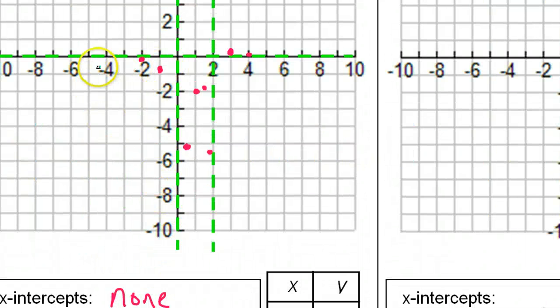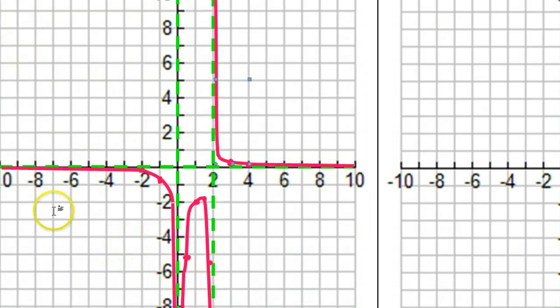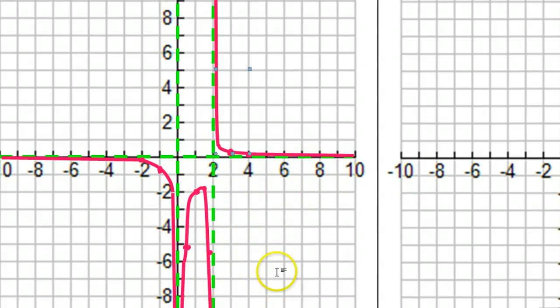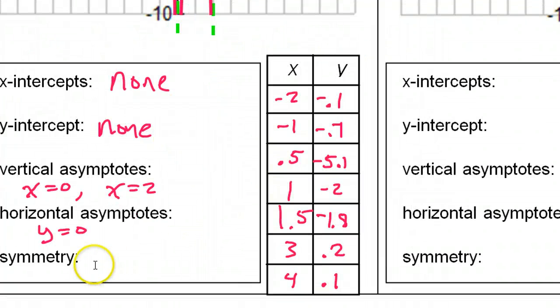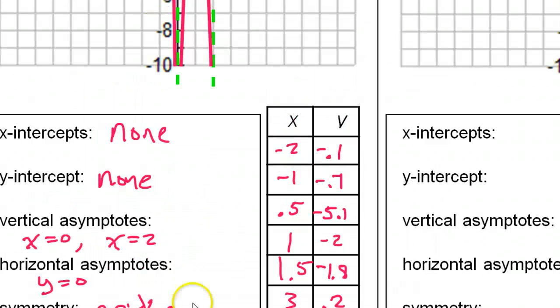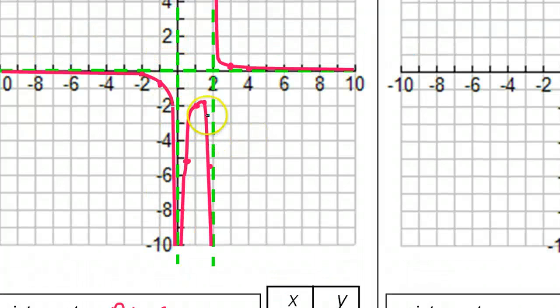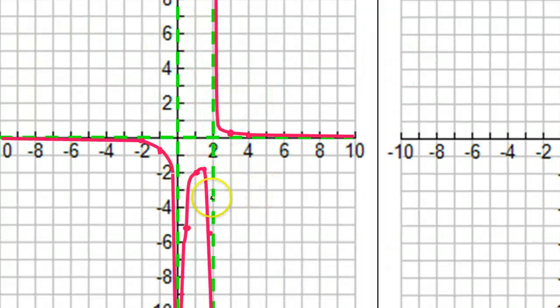All right, so with these points going on over here, it must be doing this type of thing. Okay, didn't really want it to come away like that. So it should look something like this if you connect all those dots. All right, now, symmetry, clearly there is none. It doesn't have y-axis symmetry, it doesn't have rotational symmetry, it's just all out of whack.